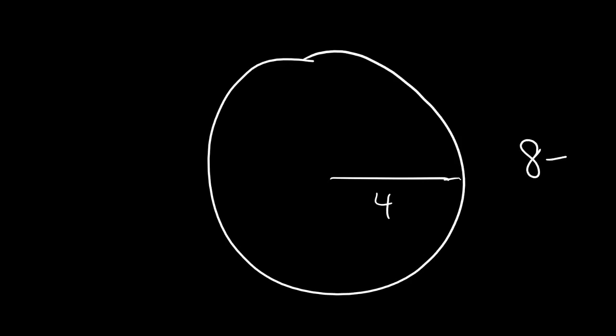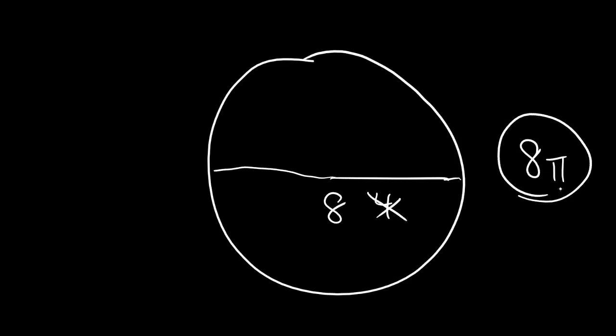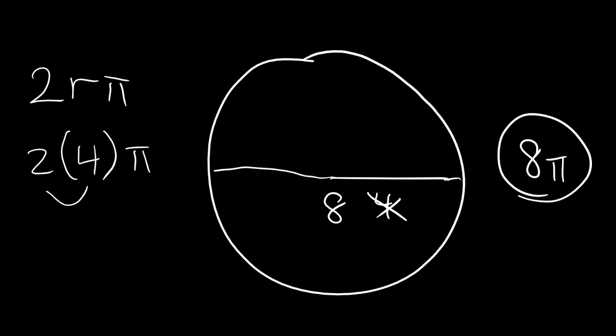If you said 8 pi, you'd be correct. If the radius is 4, the diameter should be 8. 8 times pi is the circumference. An alternative way of doing this is to use the radius equation: 2 times the radius times pi. 2 times 4, since 4 is the radius, times pi. 2 times 4 is 8 times pi.